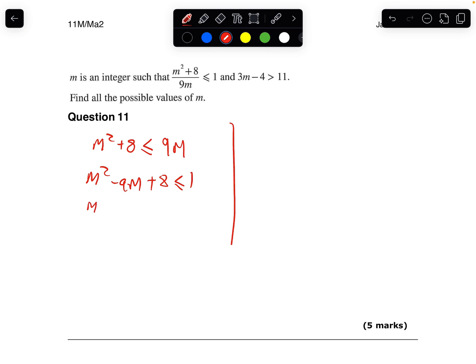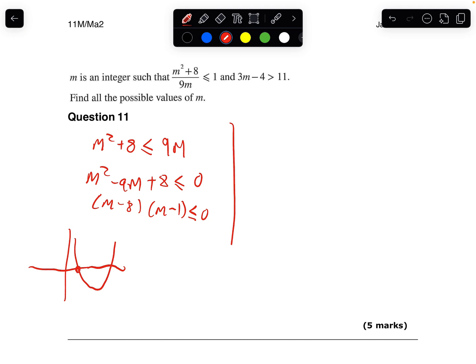So n squared minus, not 1, 0. What am I doing? 0. I can now factorize this. (m minus 8)(m minus 1) is less than or equal to 0. Since this is a quadratic, once again, it looks something like this. We're going to have roots at 8 and 1, so the other side.